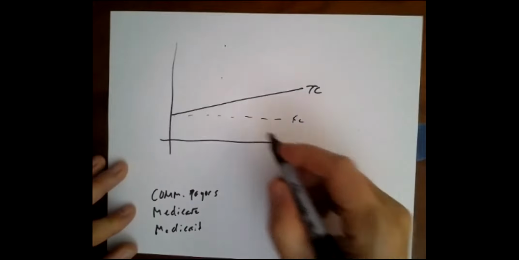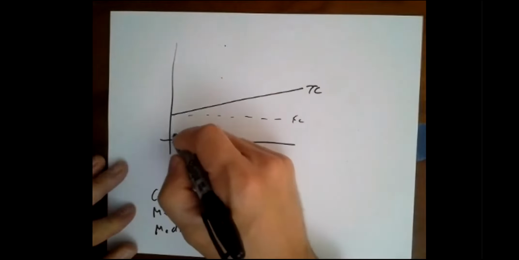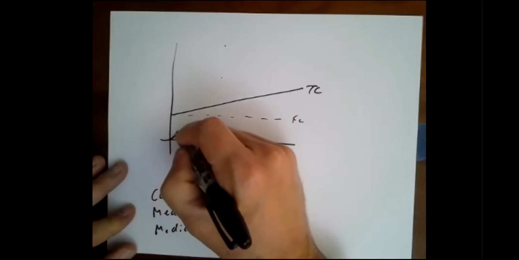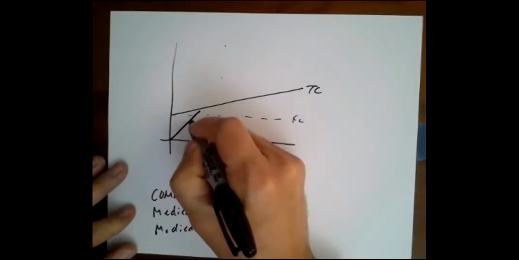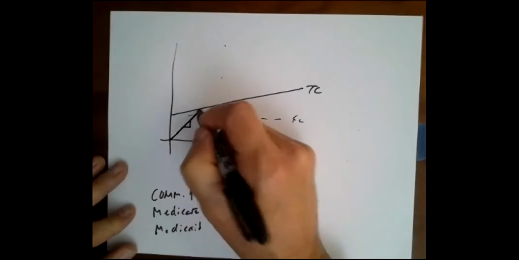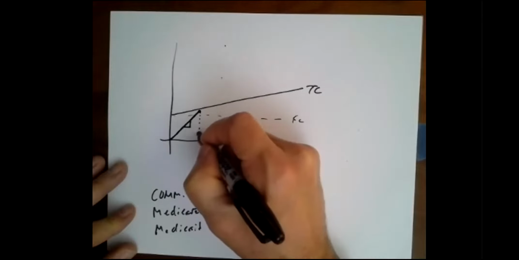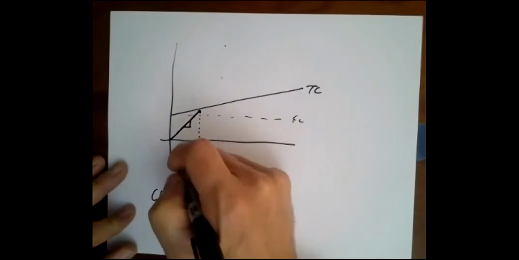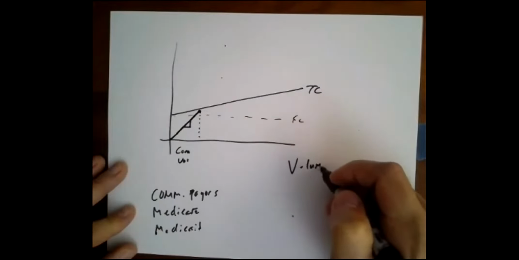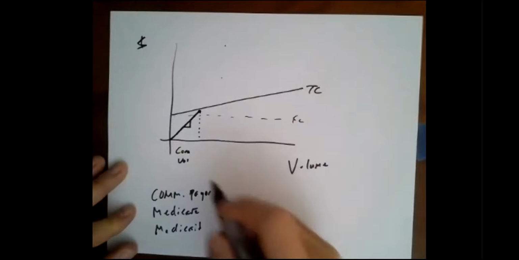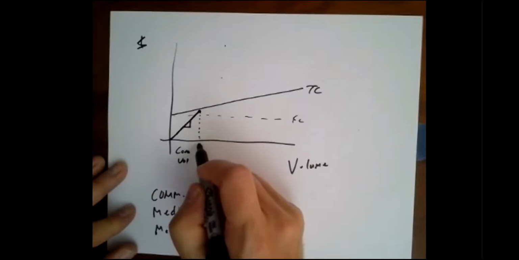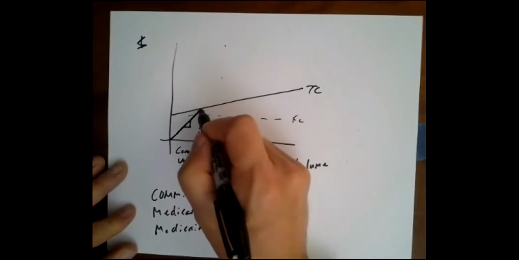Well, if you have commercial payers, let's say, that get you up to here, and they have a pretty high payment per unit. So your commercial volume, this is volume, your commercial volume, the number of commercial payers is up to here. Then you have Medicare.